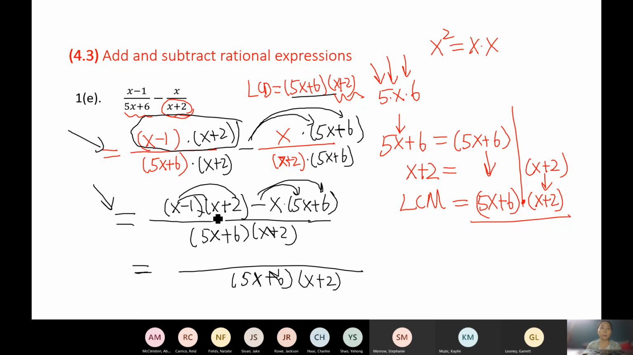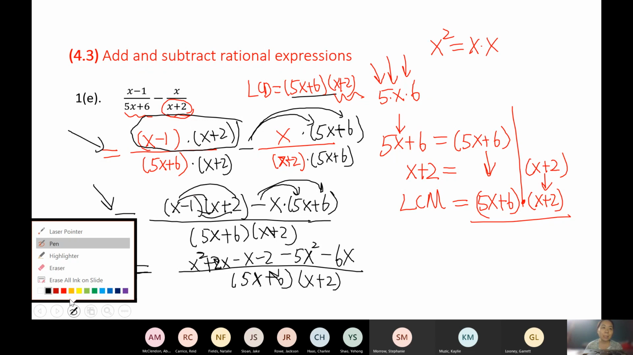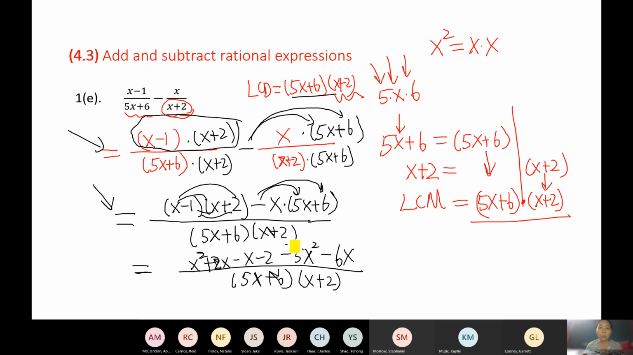So now we do FOIL. We end up with x squared plus 2x minus 1x minus 2. No problem with that. But the next part is negative x times 5x. That's negative 5x squared. Everybody got that one right. But for the last term, it should be negative times positive. That gives us negative 6x. The place where many students made a mistake was this minus sign right here. A few students may have had a plus here because they were thinking, oh, it's x times positive 6, that should give me positive 6x. They didn't realize this minus sign actually needs to be distributed through.